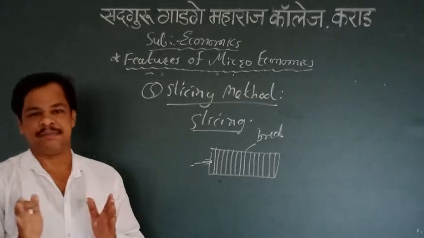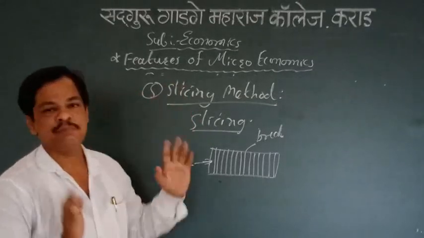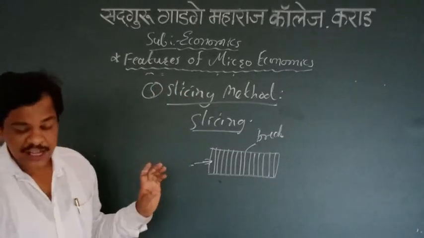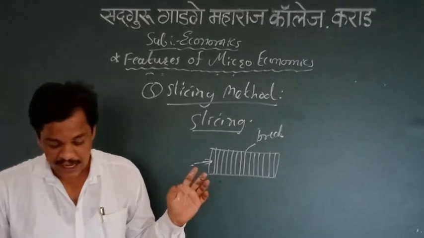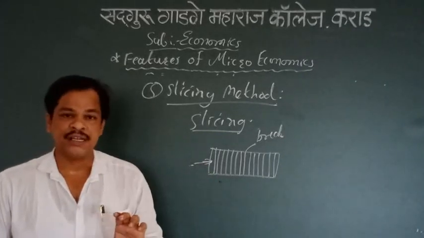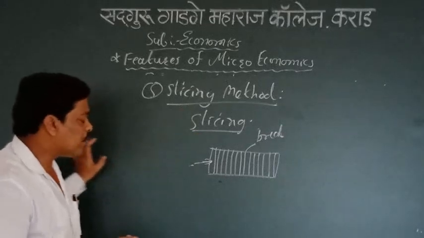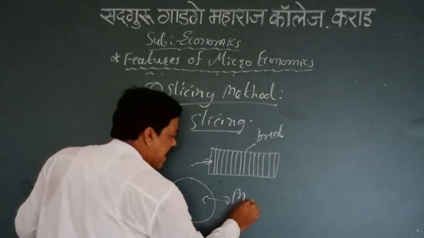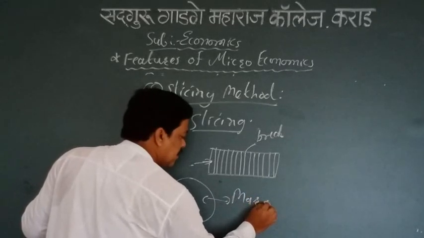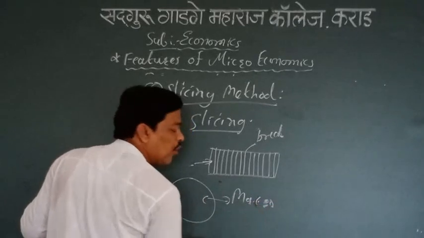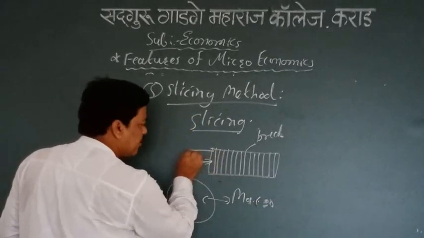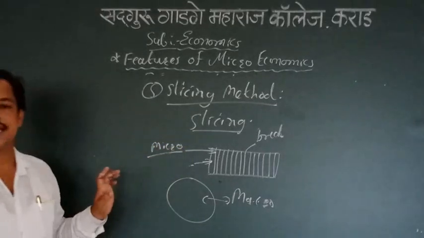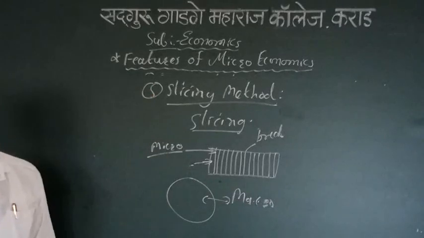Slicing means splitting. Microeconomics is going to split the economy into small things. Slicing method is very important. Here it splits or divides the whole economy into small individual points. Why are we not going to discuss the whole thing? Because the whole thing is a part of macroeconomics, not microeconomics. We are going to discuss only the small part, which belongs to the study of microeconomics. So slicing is very important.